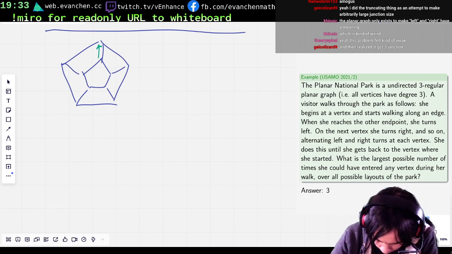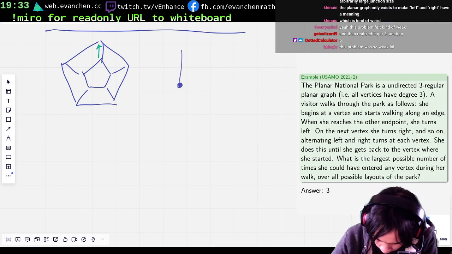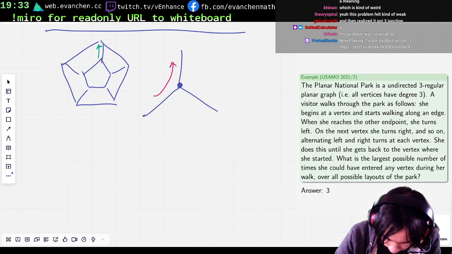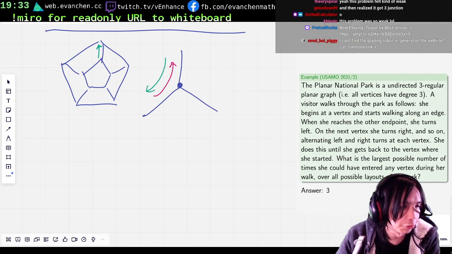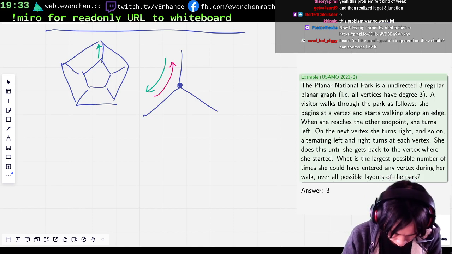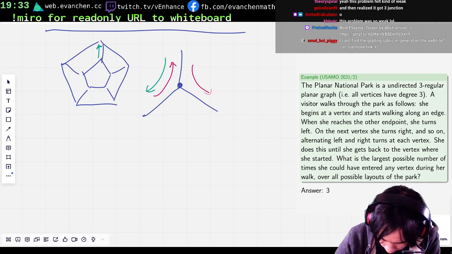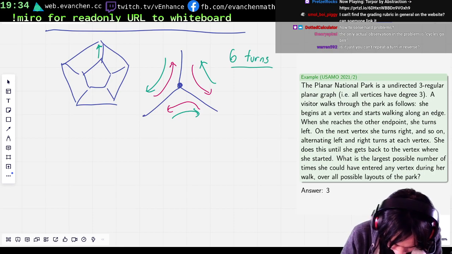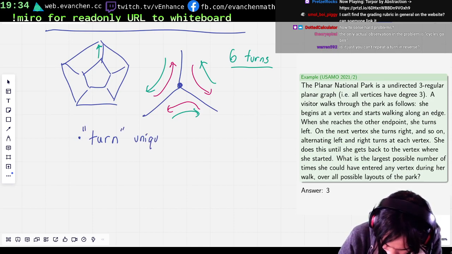So, the gist of the proof is as follows. At any vertex, there are a number of possible turns, right? Really there's 6 possible turns, because you can go in from one of 3 ways and you can either turn left or turn right, and then the opposite ones. So there's 6 turns, and a turn uniquely determines everything else.